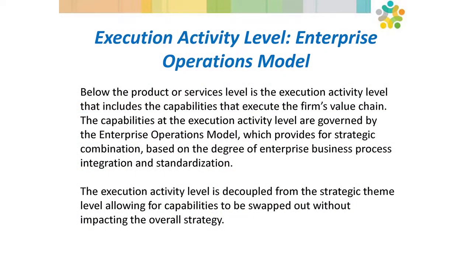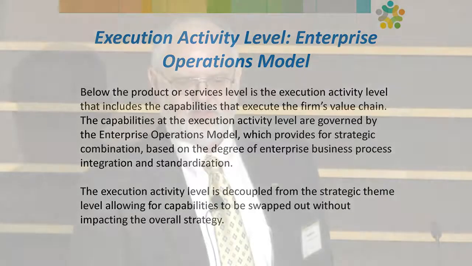Below are products and services is the execution activity level, which includes capabilities to execute the firm's value chain. Capabilities at the execution level are governed by the enterprise operation model and provide a strategy of combining based on degree of enterprise business process. The execution level is decoupled from a strategic theme.